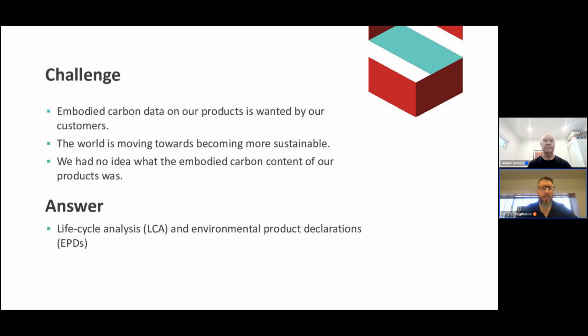And the answer to that challenge was obviously we needed to conduct a life cycle analysis, and in the end use that life cycle analysis to create environmental product declarations that our customers would then use. And input that into their building design so they can meet their required standards, and they can get the best optimized building design with the lowest carbon content possible.